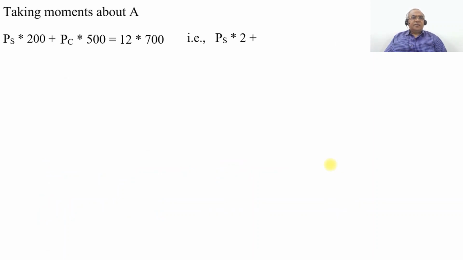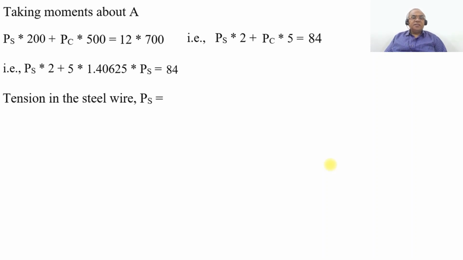On simplification, you are going to get PS into 2 plus PC into 5 is equal to 84. So once you get this, you know PS into 2 plus PC, and you know the value of PC as 1.40625 into PS, that we have calculated, multiplied by 5 will be equal to 84. Therefore, the tension in the steel wire PS, on simplification, you are going to get as 9.3 kilonewton.